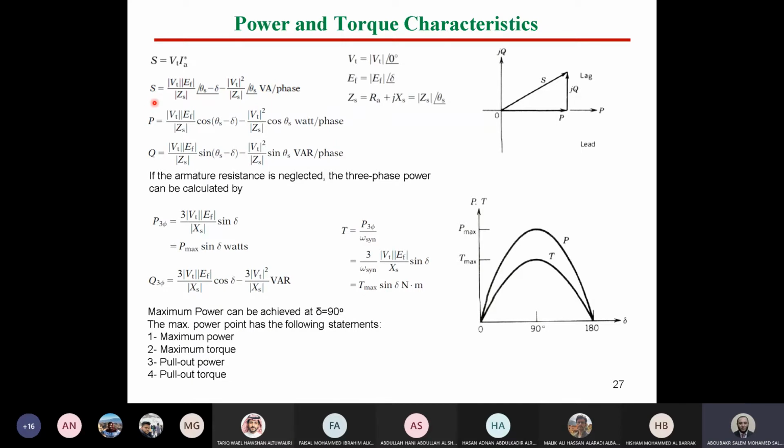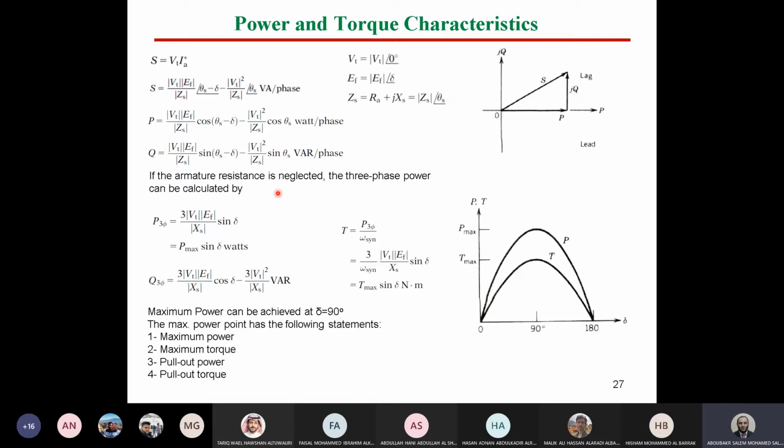The active power is nothing but the real power, which is the real part of this complex number. So we can say that the active power equals V terminal EF over ZS cosine of theta S minus delta, minus V terminal squared over ZS cosine theta S. And the reactive power will be the imaginary part, so it's the same except replacing cosine by sine. So this is the active power and this is the reactive power.